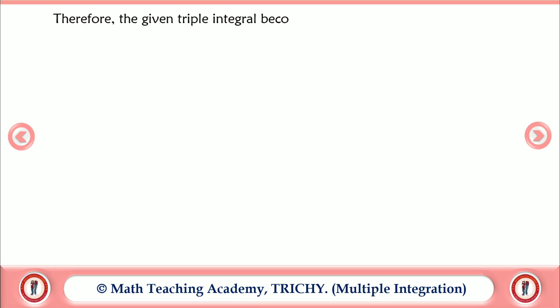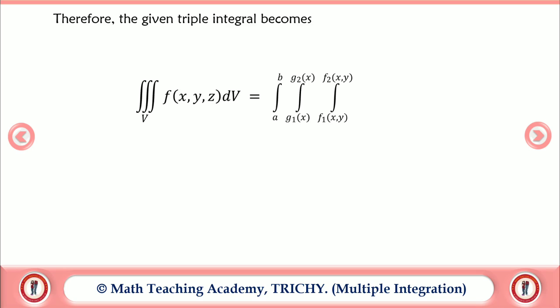Therefore, the required triple integral becomes triple integral over V of f(x, y, z) dV is equal to integral over a to b, integral over g1(x) to g2(x), integral over f1(x, y) to f2(x, y) of f(x, y, z) dz dy dx.